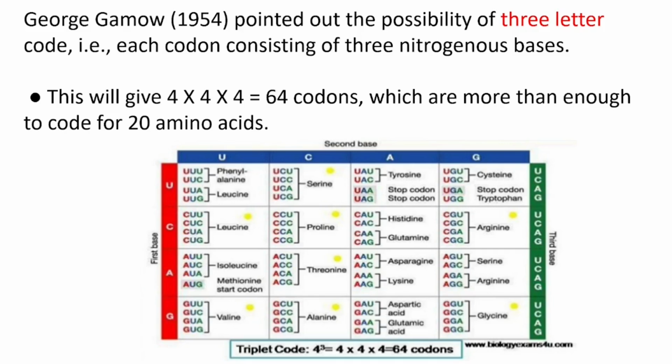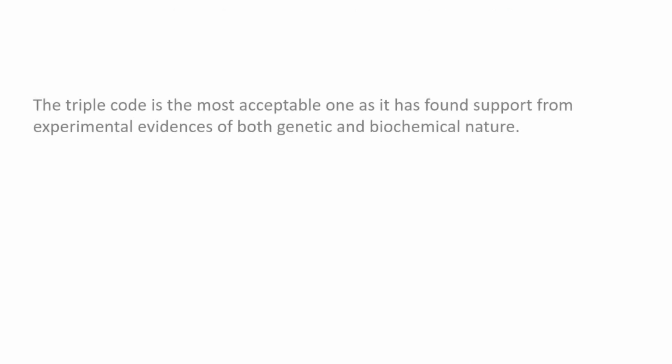George Gamow pointed out the possibility of a 3-letter code, that is, each codon consisting of 3 nitrogenous bases. This would give us 4 into 4 into 4, that is 64 codons, which are much more than enough to code for the 20 amino acids. So as you can see here, a triplet code would code for 64 codons and there are only 20 amino acids. The triplet code is the most acceptable one as it has found support from experimental evidences of both genetic and biochemical nature.